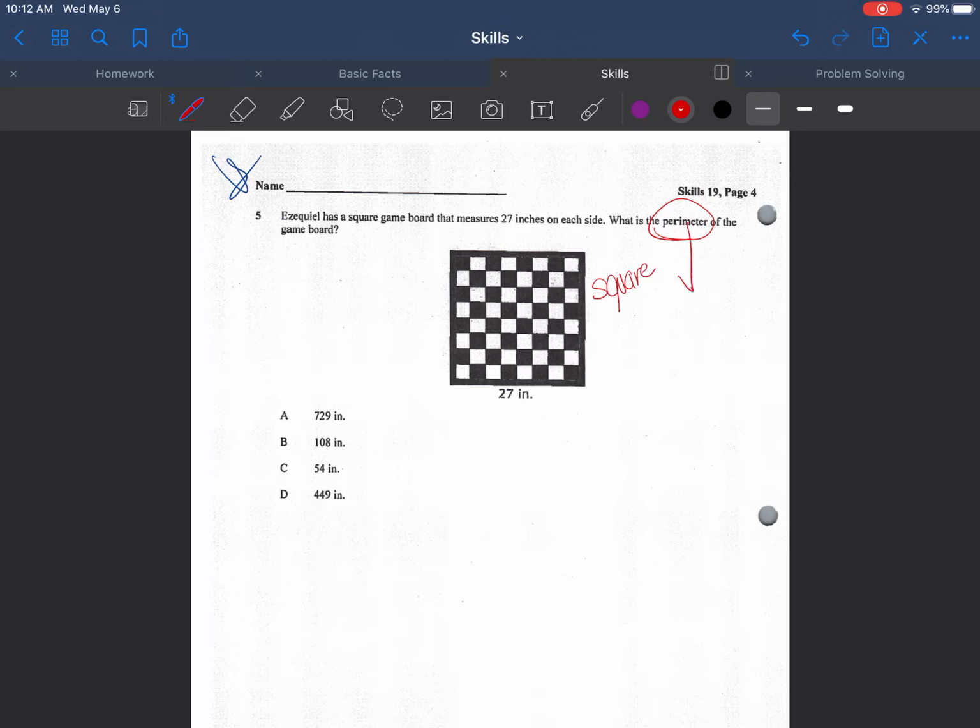Number 5, you're going to be doing it. And it's asking for the perimeter of the game board. Now remember, the shape is a square.